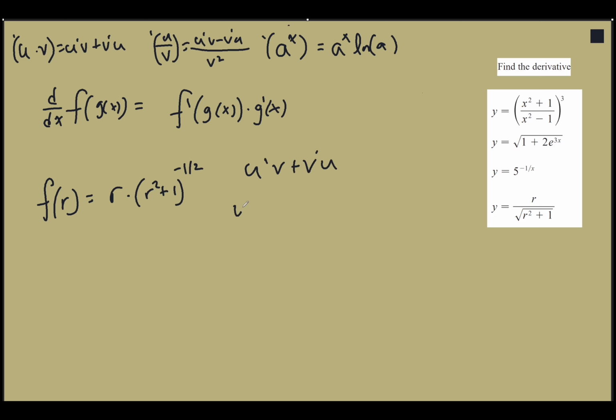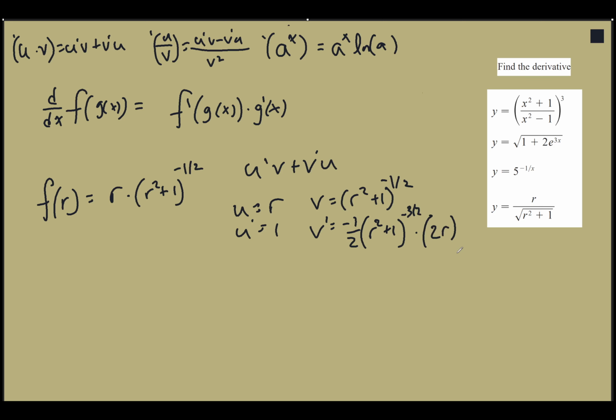So what's our u? Well, that's r. And u prime is 1. Our v is this ugly statement here. And v prime is, it's a chain rule. First we bring the power down, keep this inside the same, and then we have to multiply by the derivative of the inside, like that. These cancel, so it's going to be negative r times r squared plus 1 to the negative 3/2.